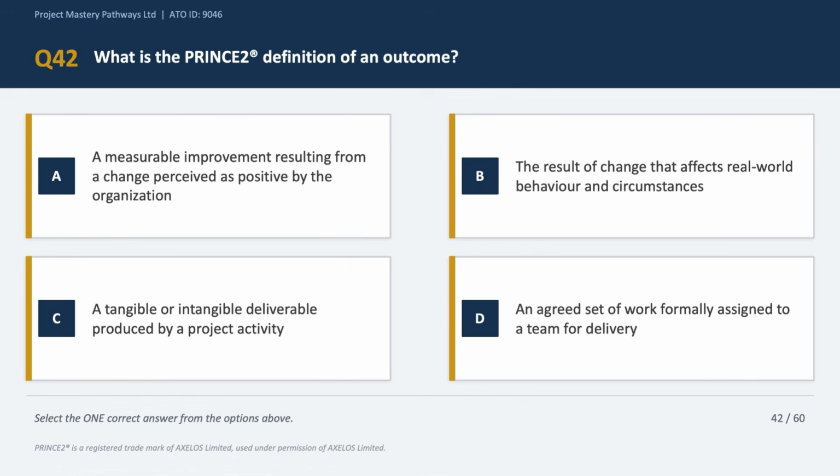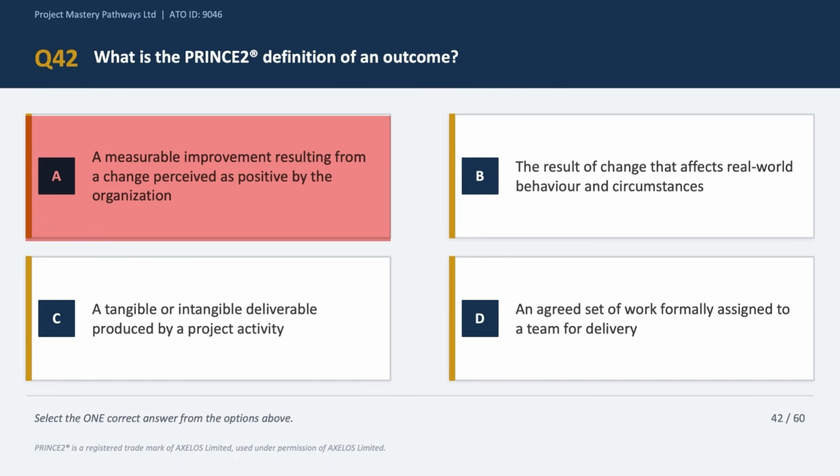Moving on, what is the PRINCE2 definition of an outcome? Now here we are again on the output, outcome, benefit chain of PRINCE2, right? Now this time the question is asking about the outcome. Now let's look at the options one by one. Option A says measurable improvement resulting from a change. Now that is closer to the definition of a benefit, okay, not an outcome. A benefit is measurable and perceived as positive, okay? An outcome does not have to be positive, okay? It can be positive, can be negative as well, okay? So option A is incorrect.